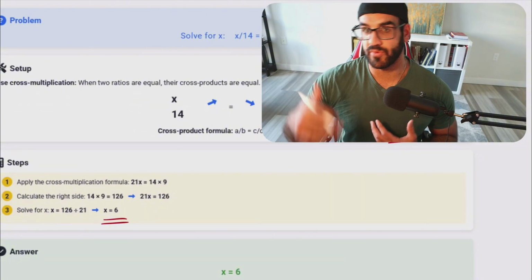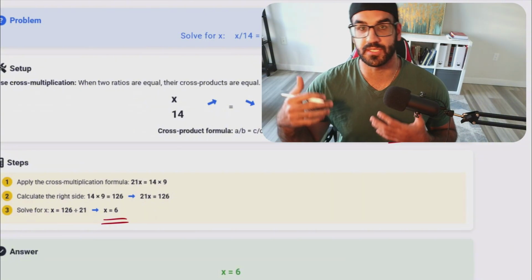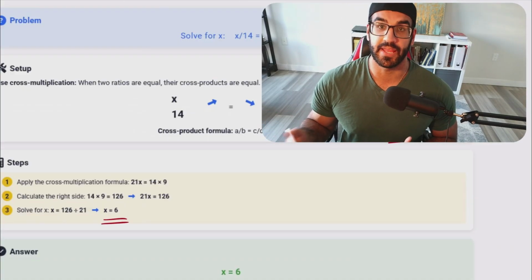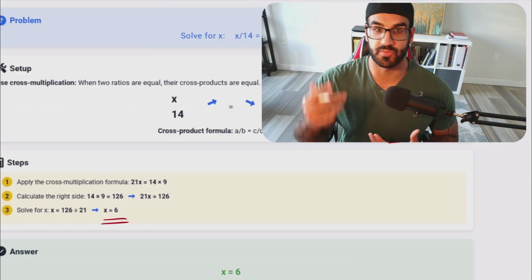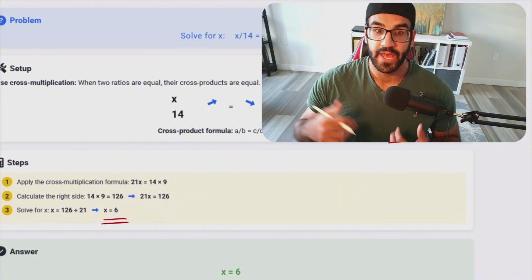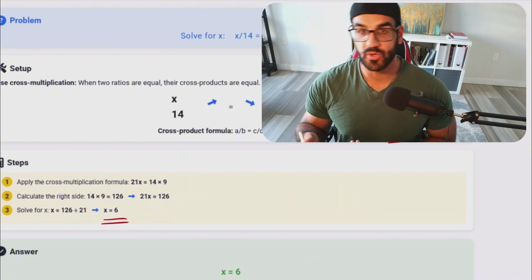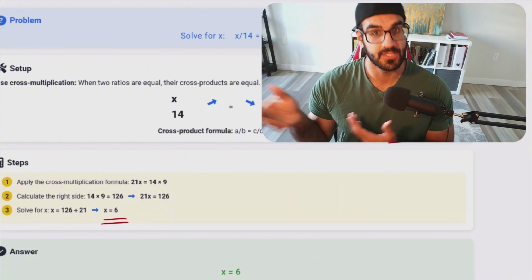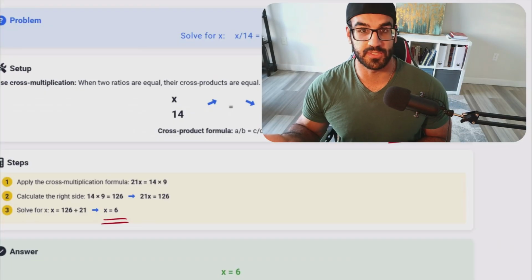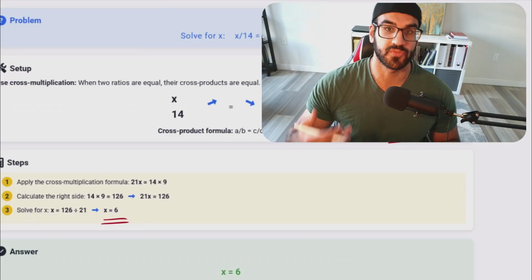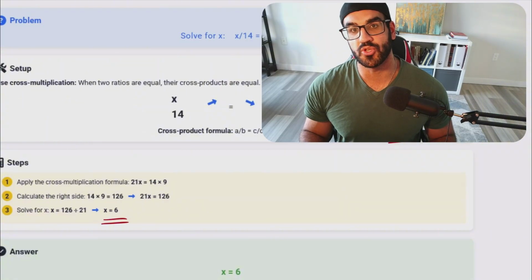For instance, when we found out that x is equal to 6, the very simple way to see whether that answer is right or not is to just put it there. 6 over 24, is it going to be equal to 9 over 21 or not? If it's yes, your answer is right. If it's not, your answer is wrong. That's a very fast way to find out whether you did it wrong or not.